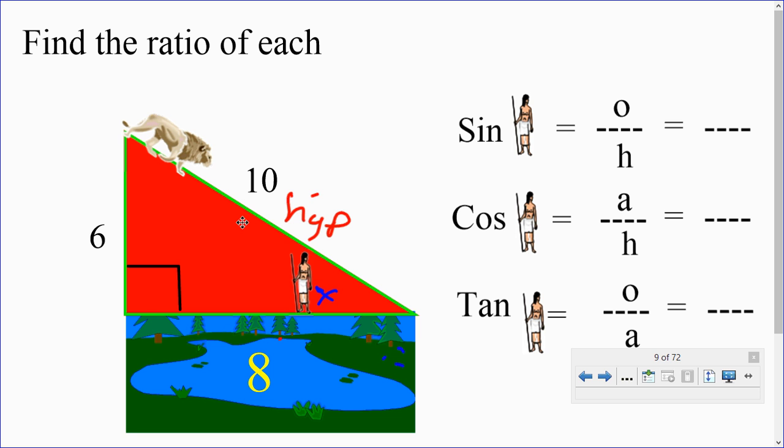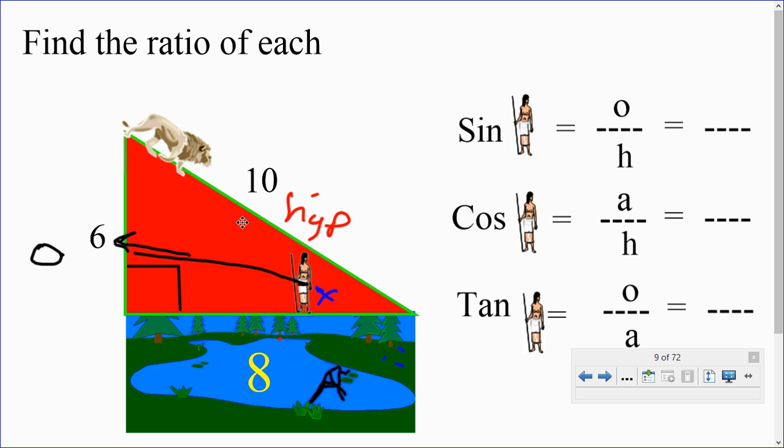And we have down here this water lake, and it's right next to him. So that would be adjacent. And then if you go all the way across where SOHCAHTOA is standing, that would be his opposite side. So we have to go all the way over there to be opposite. So the 6 would be opposite, 8 would be adjacent, and the 10 would be the hypotenuse.